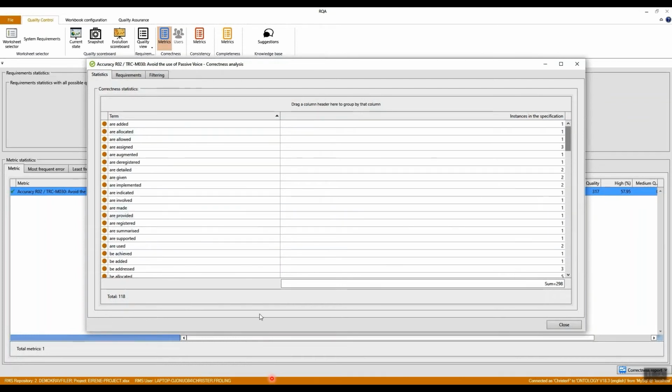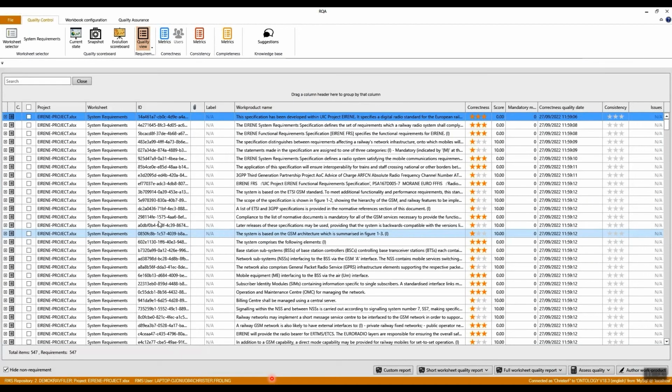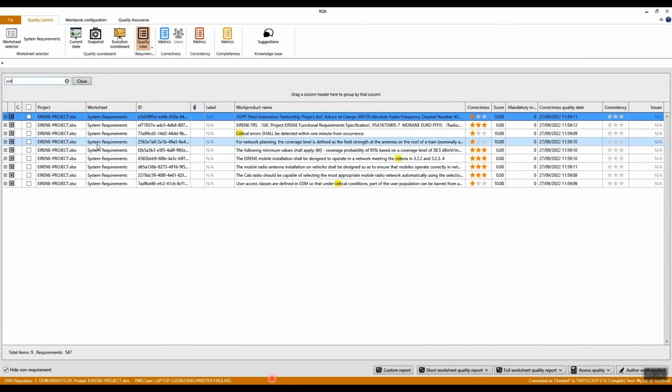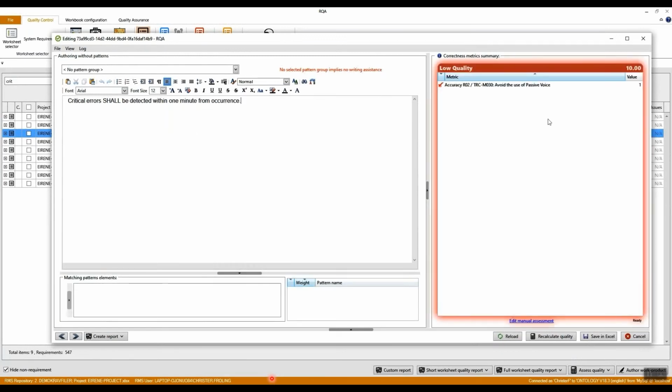And of course, when you have just one, it might be okay. But if you have 118 passive voice requirements in a specification, there might be huge problems and misunderstandings just because of that. So let's look into our requirement now. The example: critical errors shall be detected within 1 minute. Of course, we have passive voice, be detected.